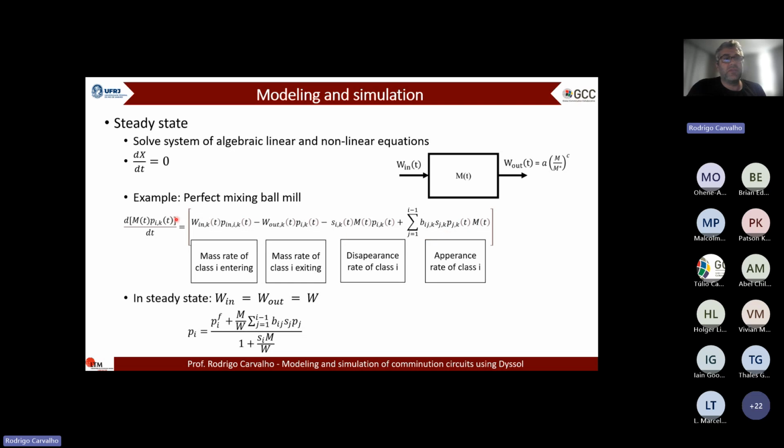So in steady state, this whole term here turns into 0. And with that, we can say that the feed rate is equal to the exit rate or discharge rate, which we call here W. This system of differential equations, because we have a differential equation like that for each size and component class, becomes an algebraic equation. In order to solve it, you need to know the feed size distribution, the mill hold up M, and the discharge or feed rate W, because there's no variation in hold up anymore. So this is the steady state solution.